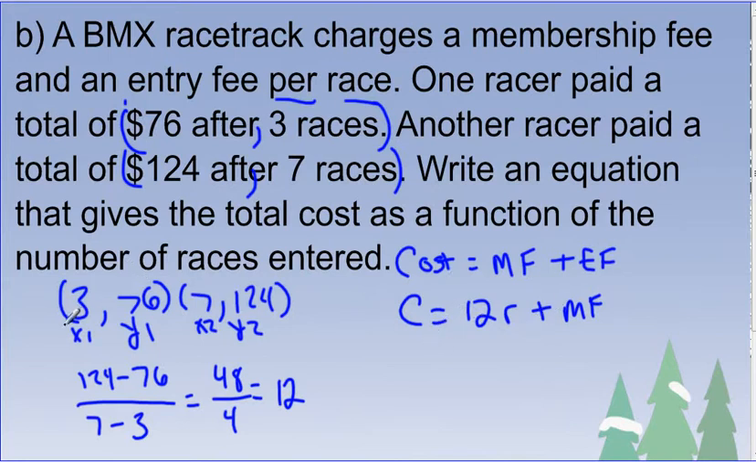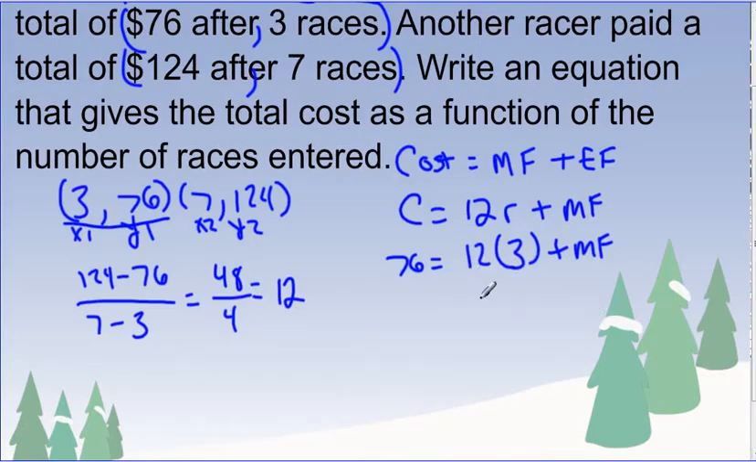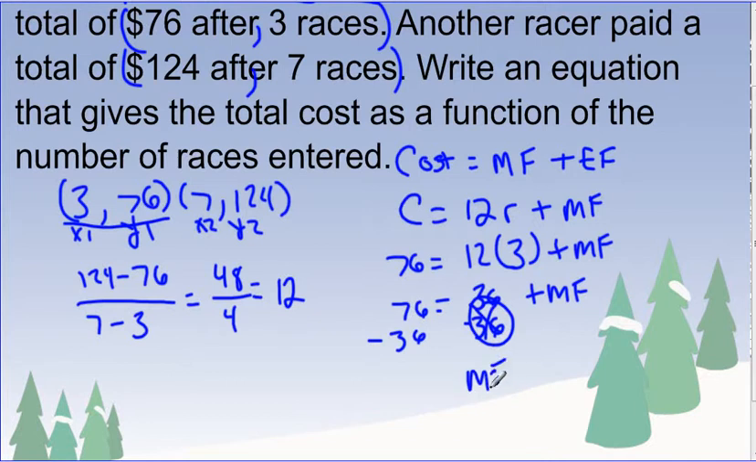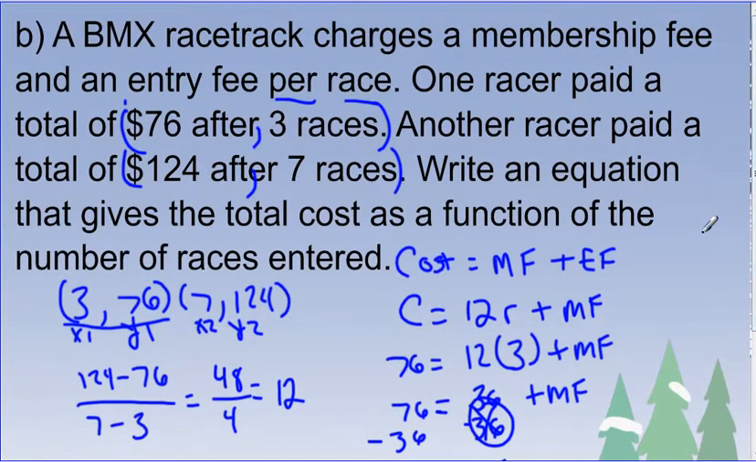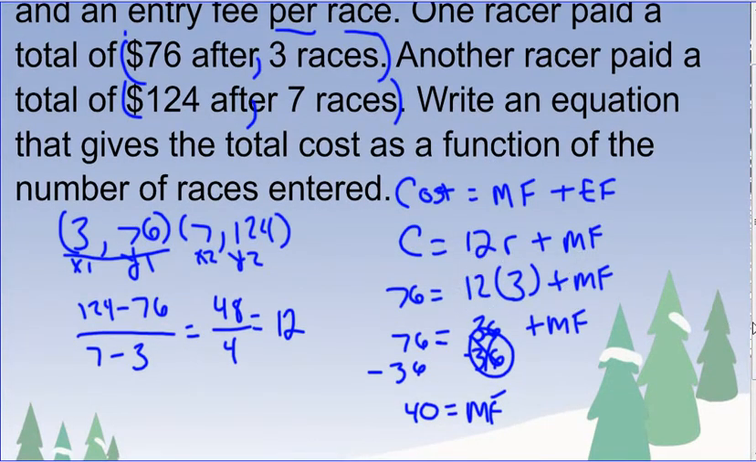I'm going to use this guy because it's smaller. So 3 races. The cost was $76. What is this membership fee? Well, 12 times 3 is 36. Subtract 36 on both sides. These cancel out. Membership fee equals 76 minus 36 is $40. So you have to pay $40 just to become a member at this racetrack, it sounds like. And then every race you go on is $12.